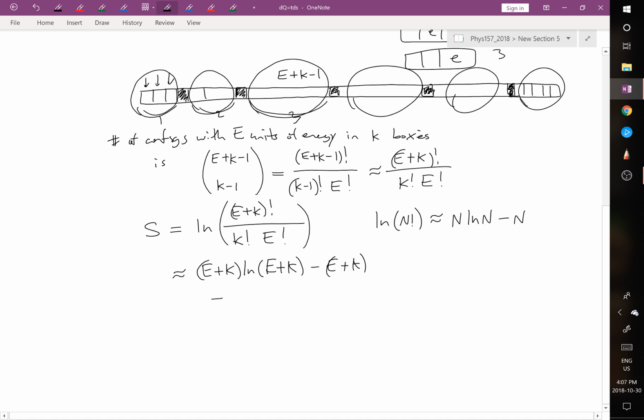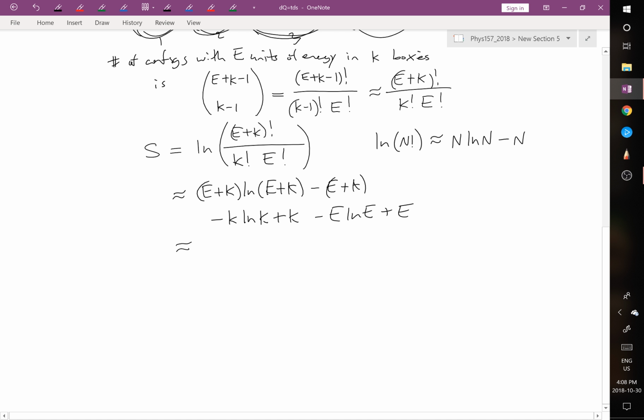we get, so the log with the K factorial on the bottom is like subtracting the log of K factorial, so we have to take minus K log K plus K, and then minus E logarithm of E plus E. Okay, so this is just all math, and we're going to simplify that.